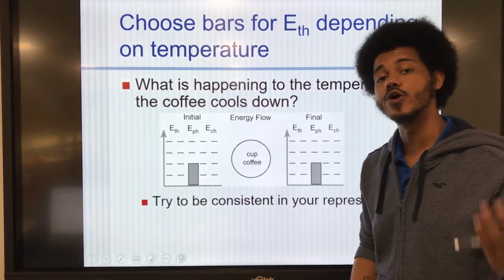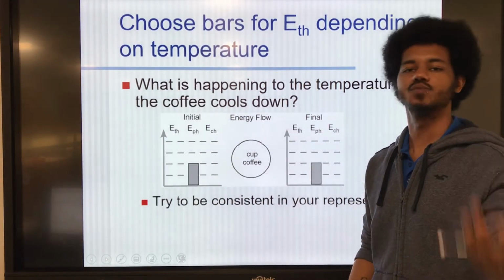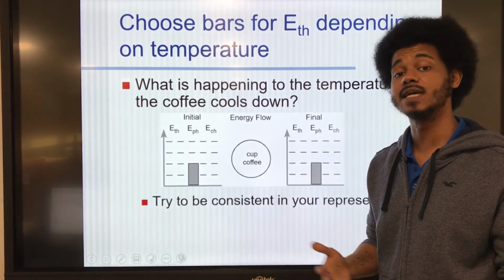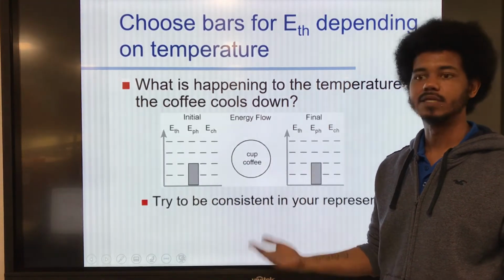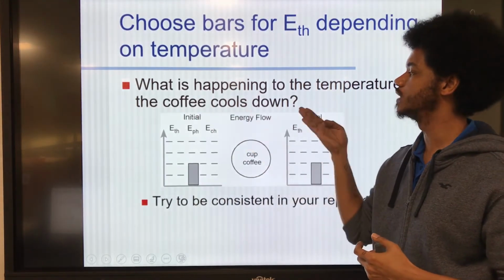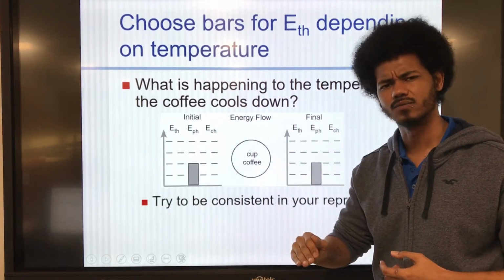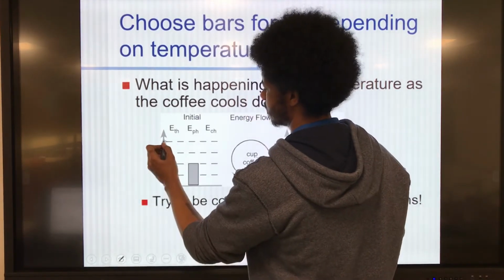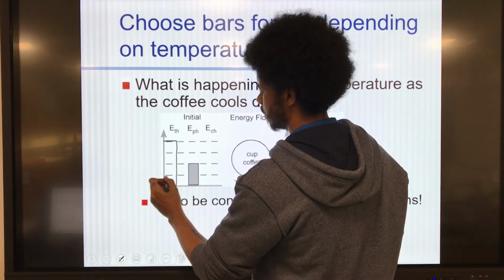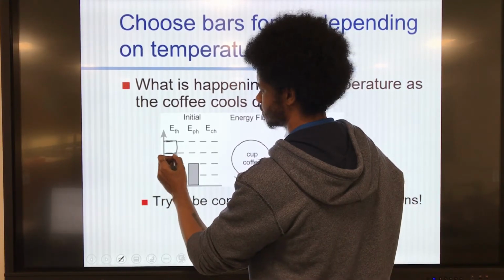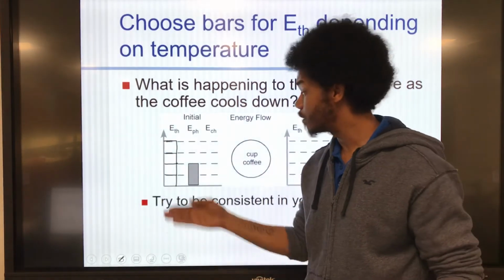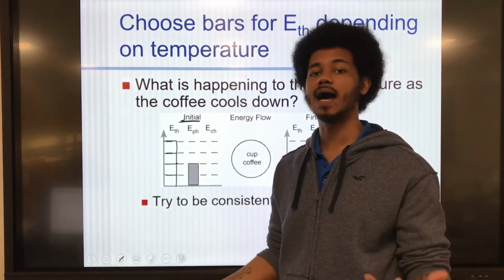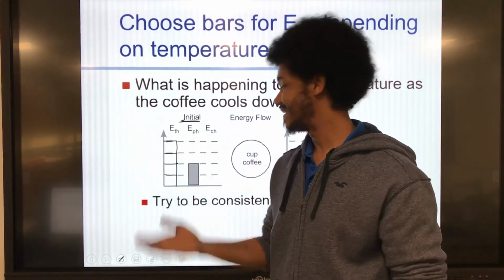Now, the next step is to figure out the thermal energy. Remember, the thermal energy, or ETH, is related to the temperature. So in this particular example, what is going on with the temperature of the coffee? Well, the example said that the coffee is cooling down, so its temperature is going down, right? That should make sense. So when it comes to thermal energy, I'm going to use 4 bars of energy because I'm saying that my thermal energy in the initial state is very high. The coffee is very hot. It's got a lot of thermal energy initially.